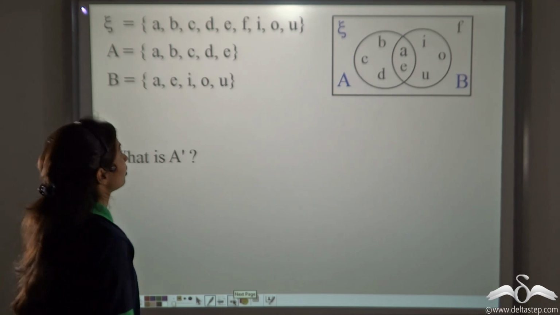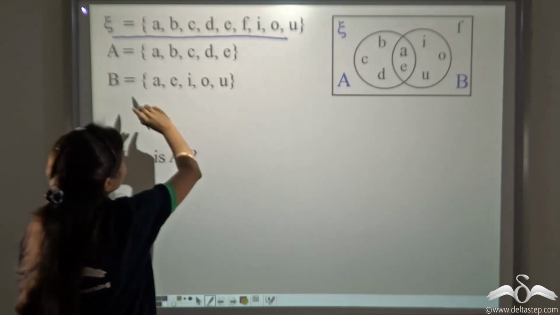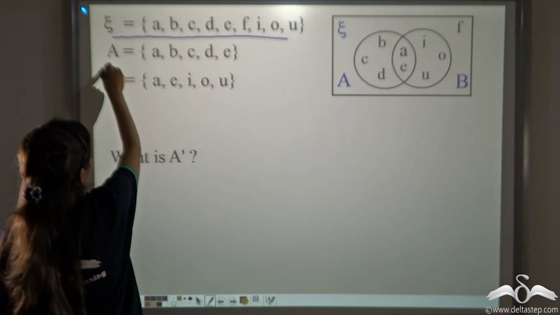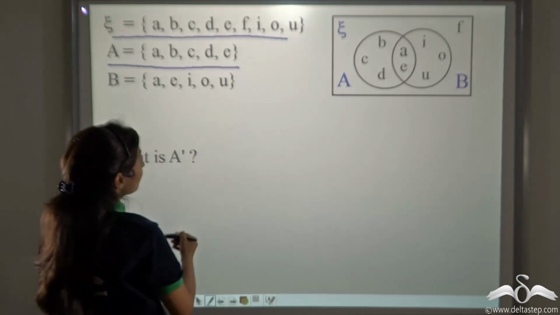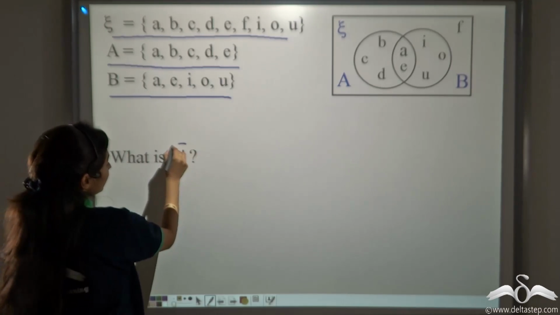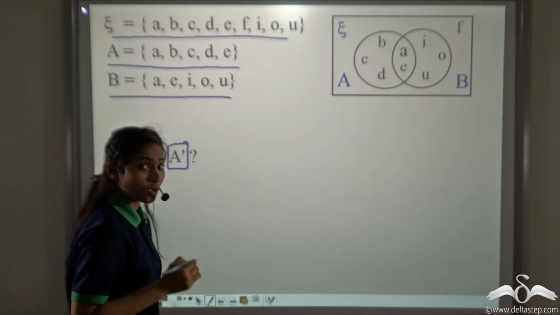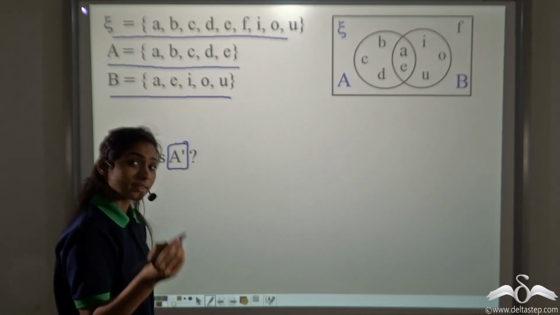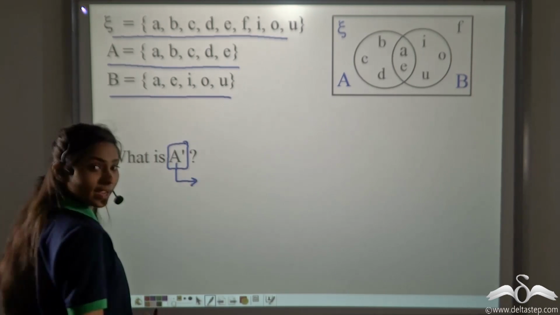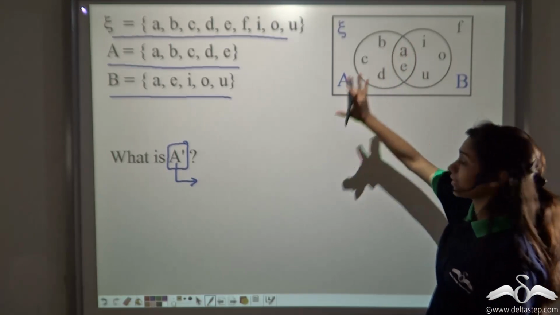Now can you do it yourself? Here, the universal set is A, B, C, D, E, F, I, O, and U. A is the first 5 letters of the English alphabet and B is the 5 vowels of the English alphabet. So what is A complement? Now you know what is a complement of a set? Complement of a set is everything that is not there in that set. Here we have to find out the complement of set A. So we have to find out everything that is not there in set A.